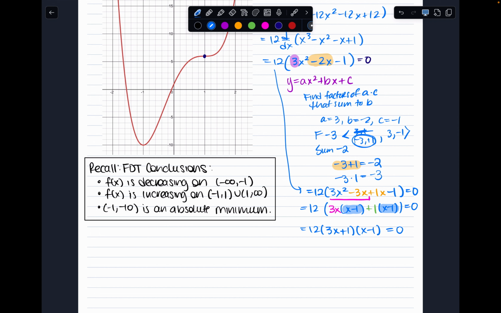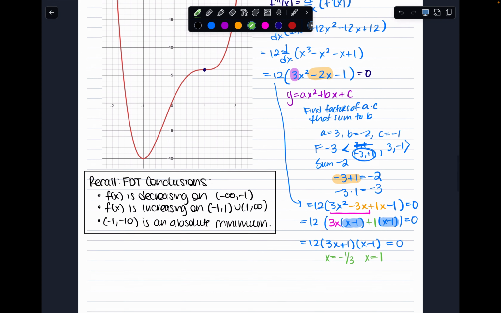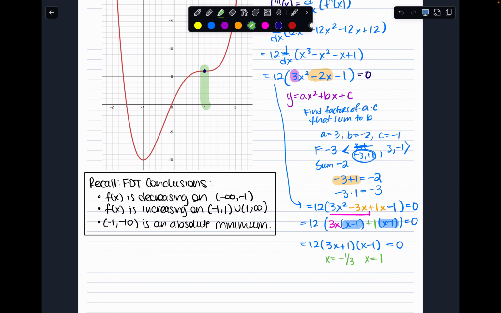Just like before too, we're going to leave this factored when we test it. But notice that x equals -1/3 and x equals 1 are the possible points of inflection. And what we found is the one value we expected, but there's also another one right about here at x equals -1/3.